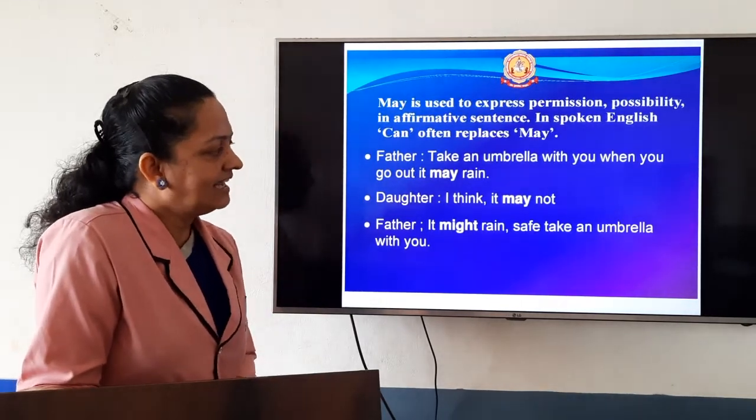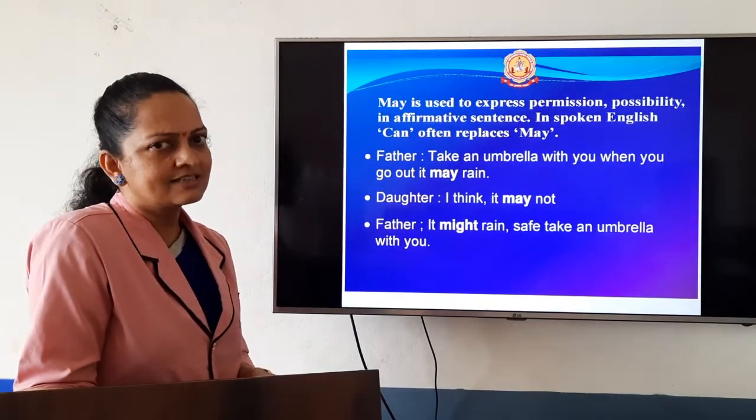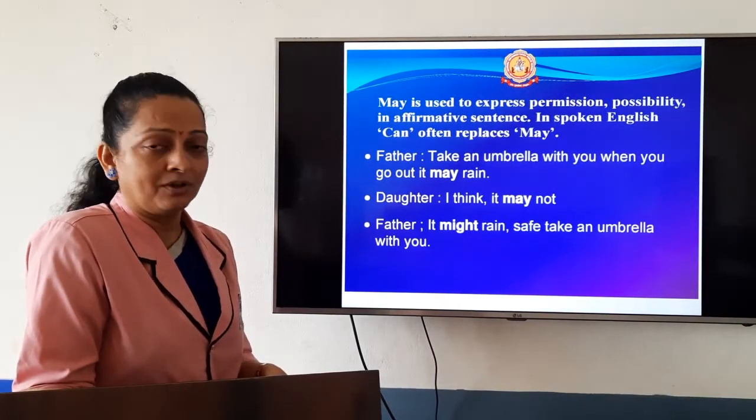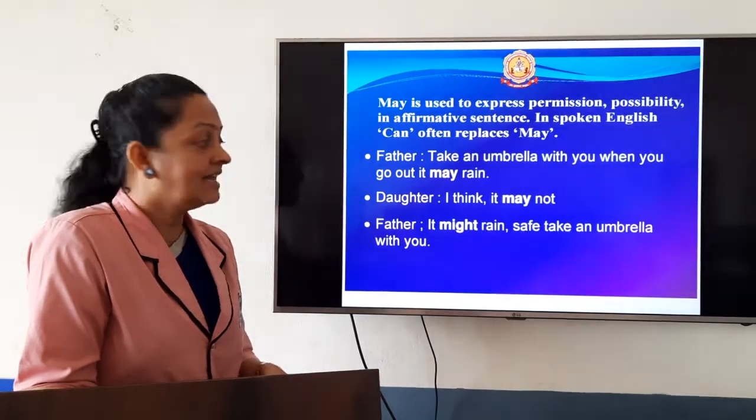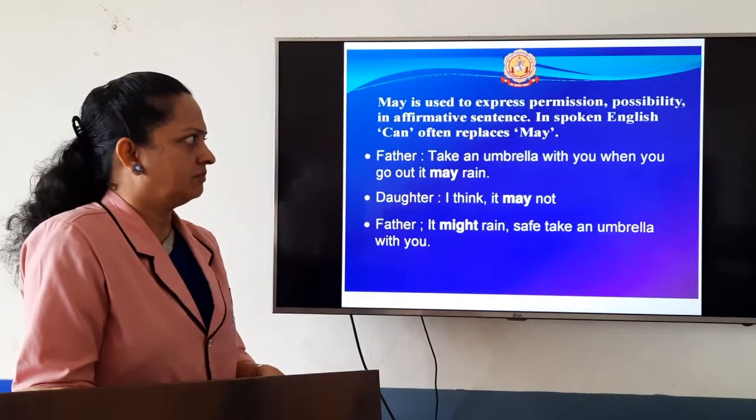Negative. After the modal auxiliary may, they have used not. What does she think? She thinks there is less possibility, no, it won't rain, it may not rain. Father, it might rain, safe, take an umbrella with you. So father still has a doubt. There is a possibility, so better, because always parents care for us. He says, it might rain, safe, take an umbrella with you.